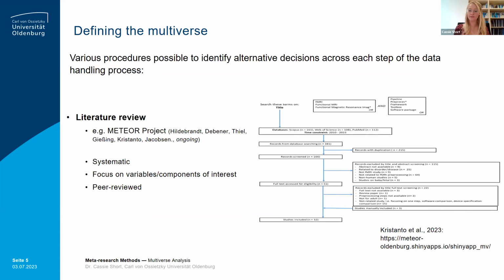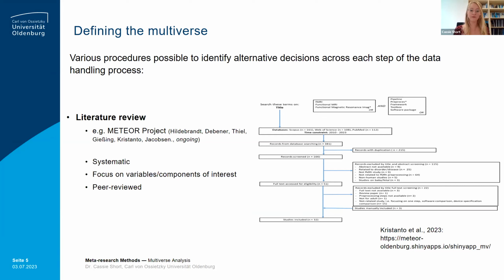And I'll go through 4 different examples first, before I get to the paper, about how you might identify these alternative decisions. One way is through literature review, and this is taken by the Meteor project, which is currently ongoing, and they've just conducted a systematic literature review.